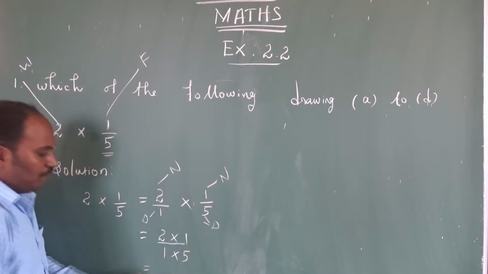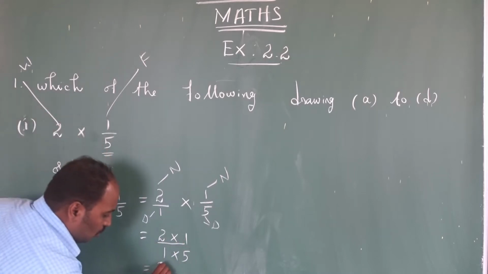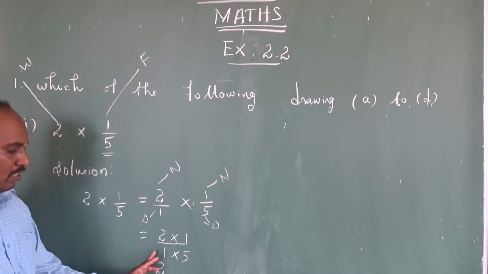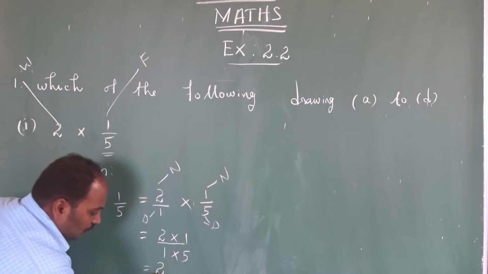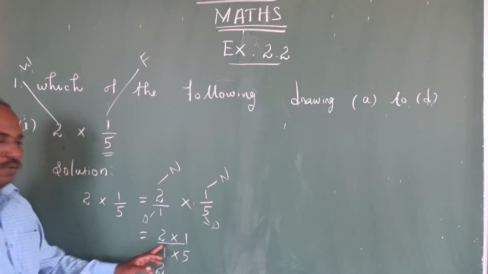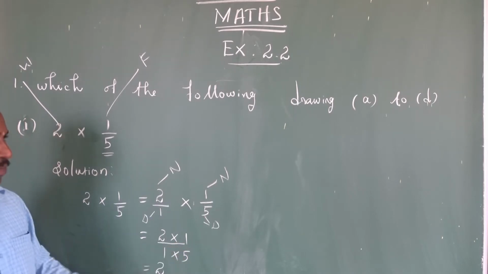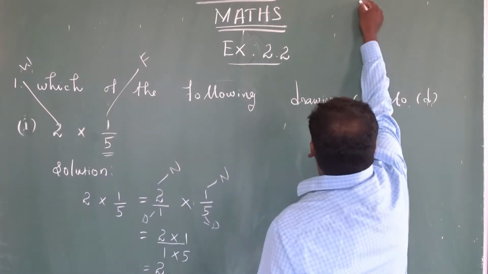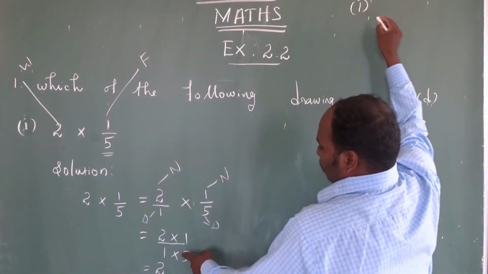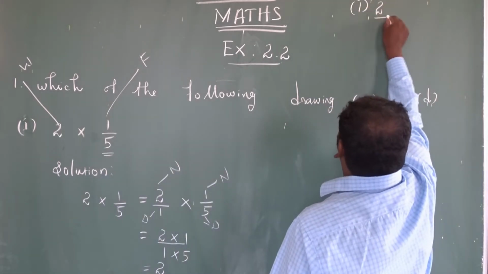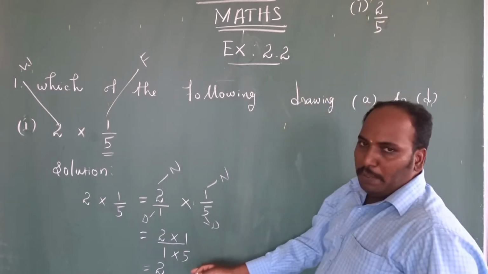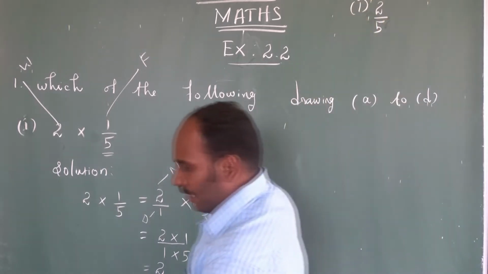2 into 1 is equal to 2. Then 1 into 5 is equal to 5. So the first answer is 2 by 5. The next one, the second part.